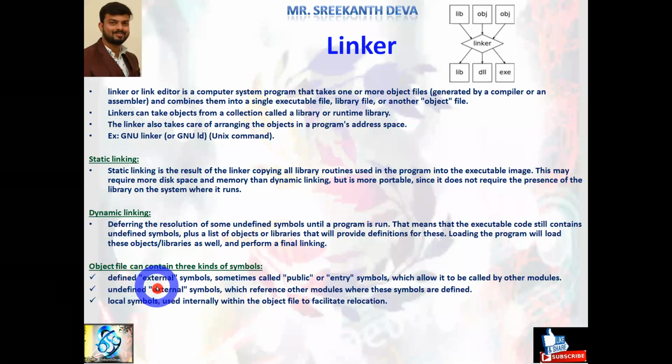It contains defined external symbols, sometimes called public or entry symbols, which allow it to be called by other modules. Undefined external symbols, which refer to other modules where these symbols are defined. And local symbols used internally within the object file to facilitate relocation. So normally our object file can contain three different kinds of symbols. Now, this is about the linker.